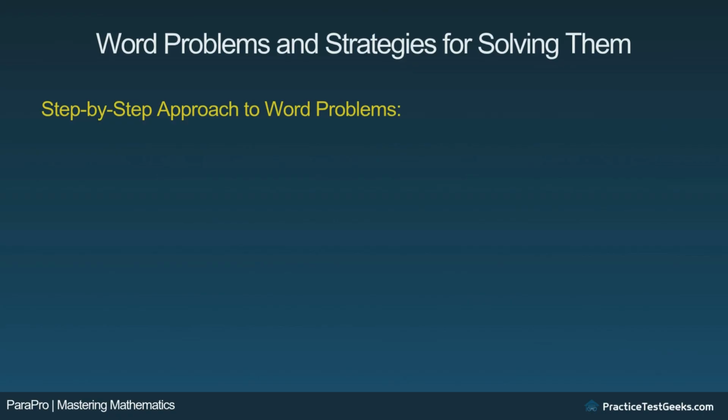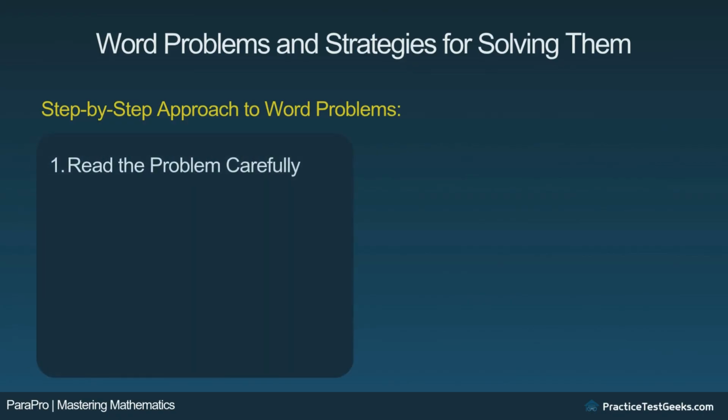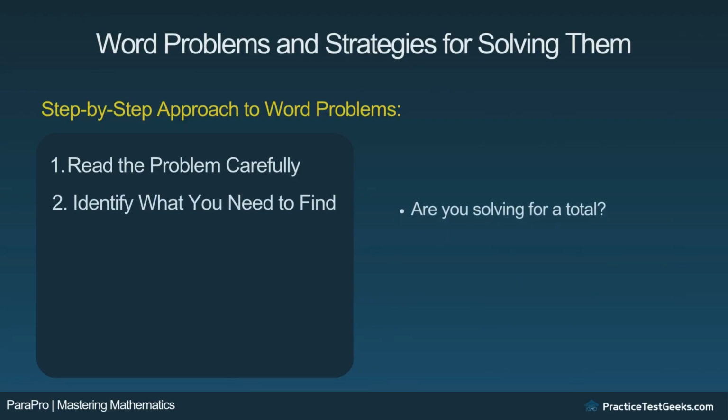Step-by-step approach to word problems. 1. Read the problem carefully. Identify the key information in the problem. Pay attention to numbers, units of measurement, and what is being asked. 2. Identify what you need to find. Understand what the question is asking. Are you solving for a total, a difference, a ratio?